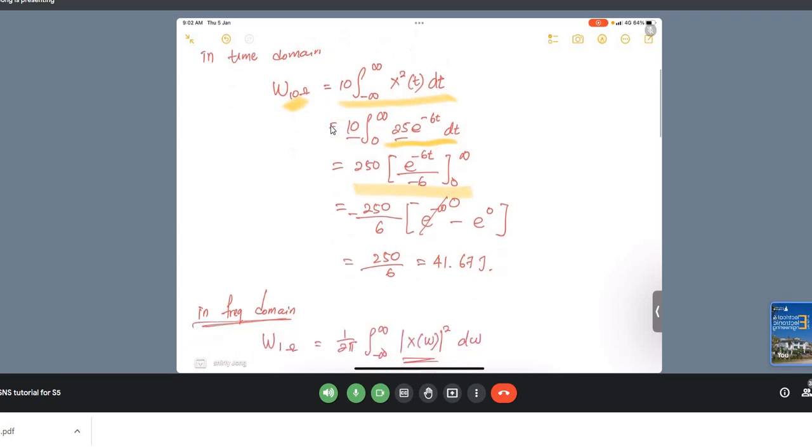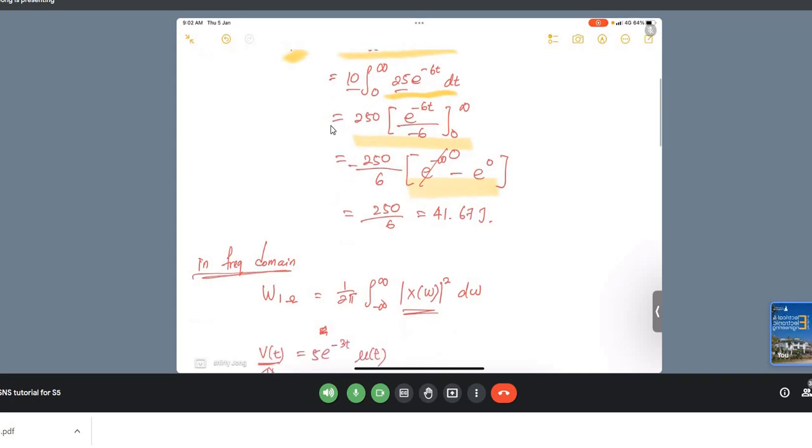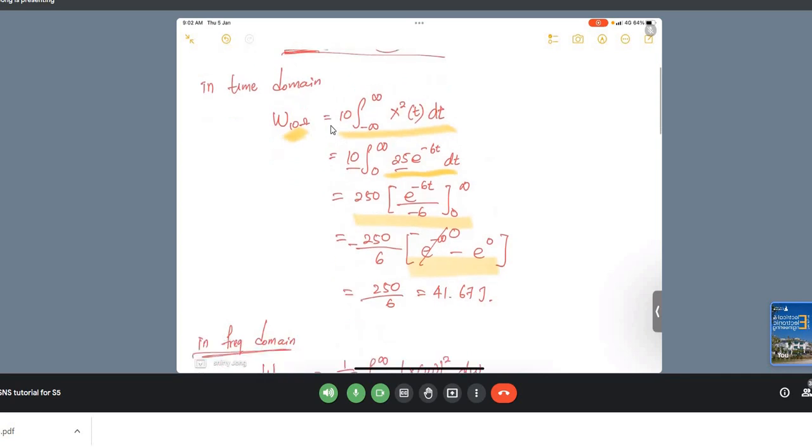Okay, substitute the value. You substitute the value t with infinity and 0. So you got 0 and 1. So from here to 250, multiply, divide by 6, you get 41.67 joule. So this is in time domain.